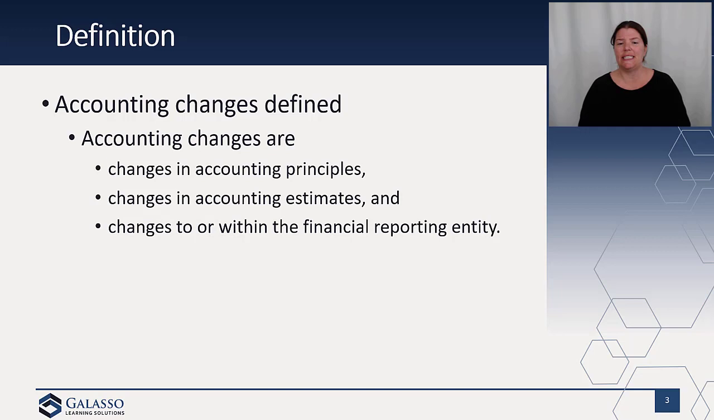So the first thing you'll see here are updates in the definition of accounting change. You'll see a change in accounting principle, a change in accounting estimate, and changes to or within the financial reporting entity. Again, that's a little bit of the homage there to governmental accounting. There used to be a separate category for prior period adjustments, but that was removed, very duplicative. So you can see here, they really tried to update this to be more reflective of the government environment.